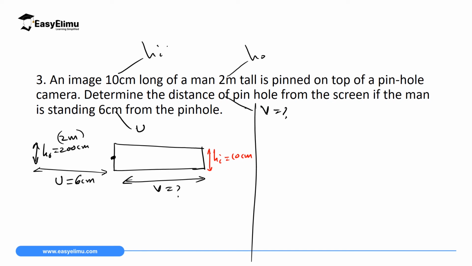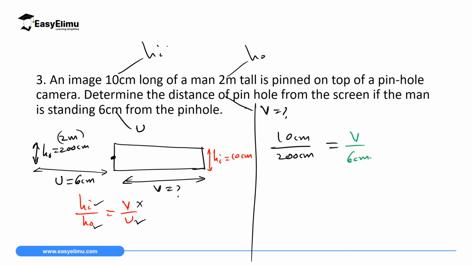Then if you write our formula, HI over HO is equals to V over U. Then in this case, do we have HI? Yes, we have HI as 10 centimeter. Do we have HO? Yes, 200 centimeter. Do we have V? We don't have V. That's what we are looking for. Do we have U? Yes, 6 centimeter. Then if you substitute, it will be HI, which is 10 centimeter, divided by HO, which is 200 centimeter, is equals to V, which we are looking for, divided by U, which is 6 centimeter.